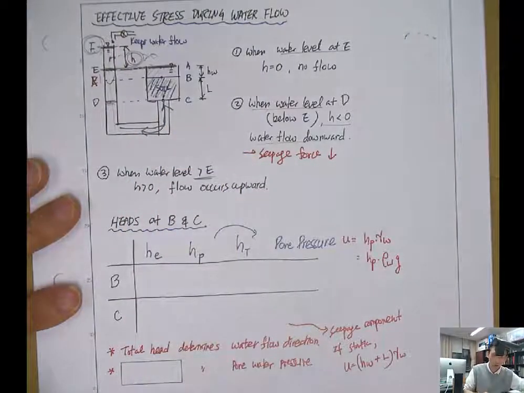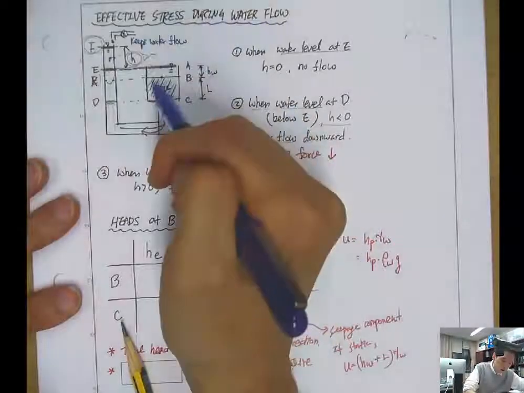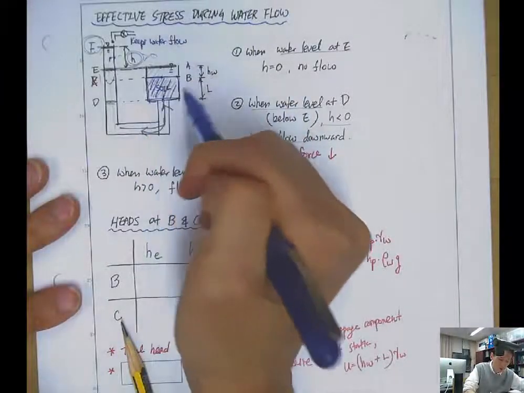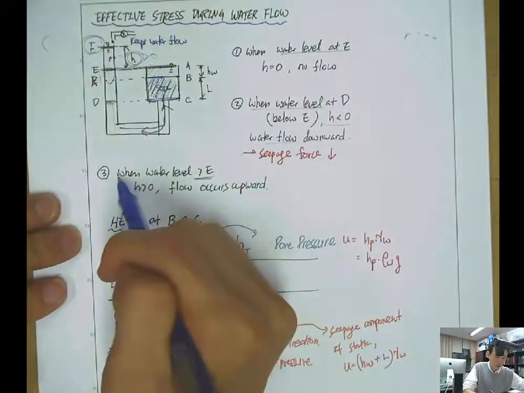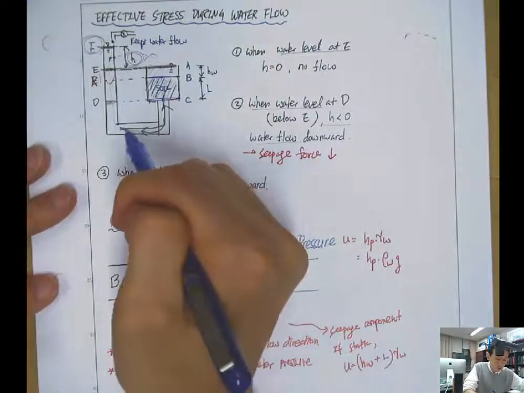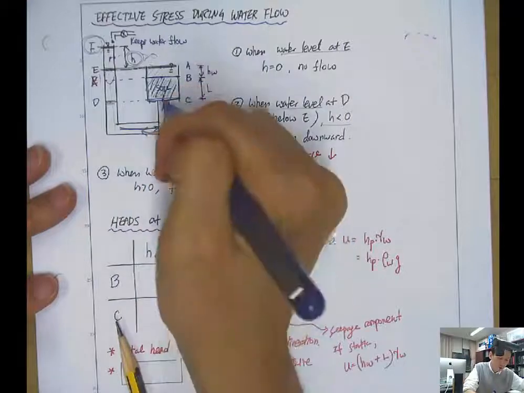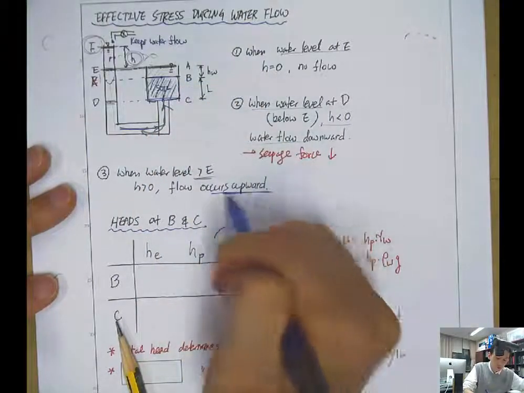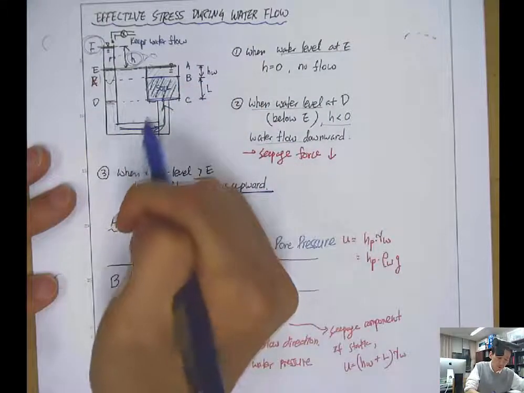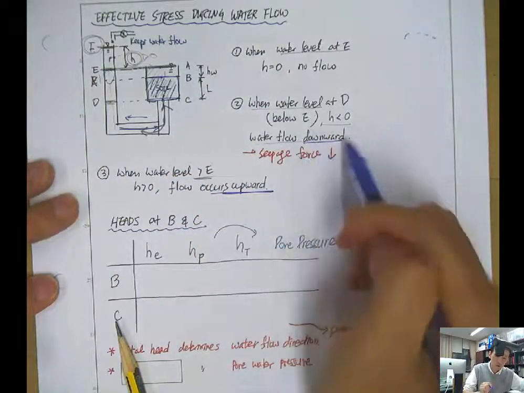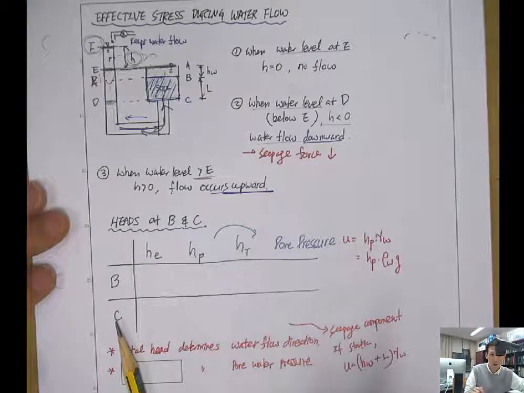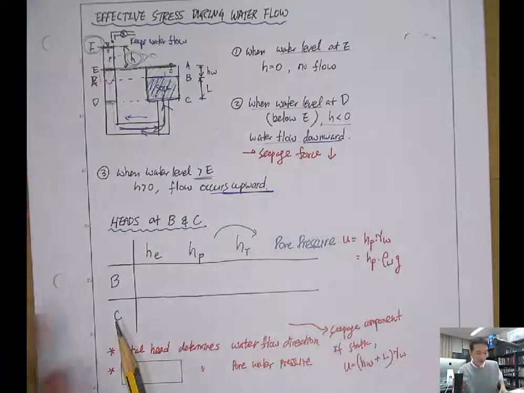Right? So when you look at the flow from the perspective of the soil, when the water flows from left to right, you have an upward flow. If the water flows right to left, then the water goes here, so that you have downward flow. Okay. So let's think about the head then.